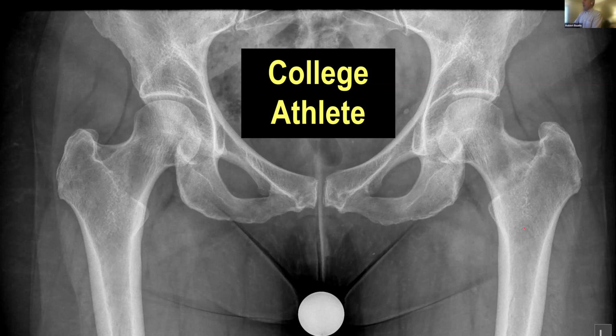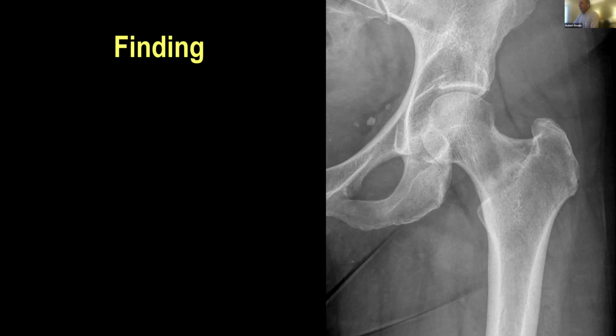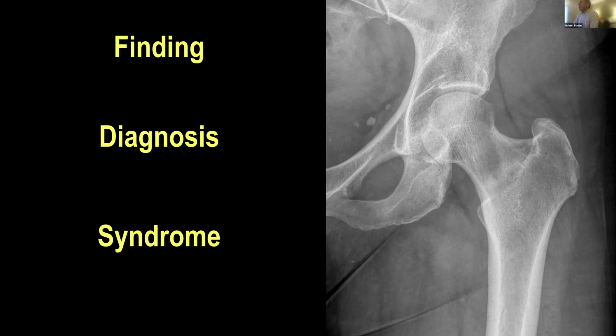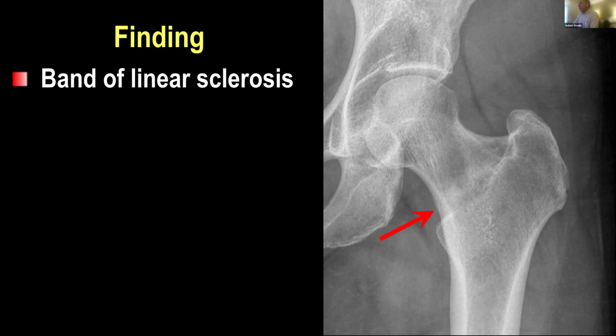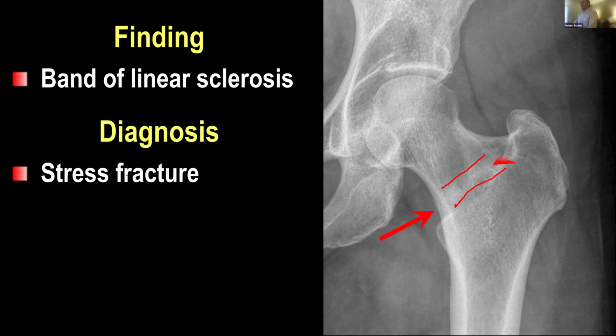Okay, well, let's take a look at this college athlete and see if you see the radiographic abnormality. I'll tell you that she had left-sided hip pain, and your job is to identify the finding and diagnosis based on that finding, and then maybe even suggest what syndrome you might want to be looking for. Well, the finding in this case, although subtle radiographically, is this band of sclerosis at the base of the femoral neck right here. And that allows us to suggest the diagnosis of a stress fracture.